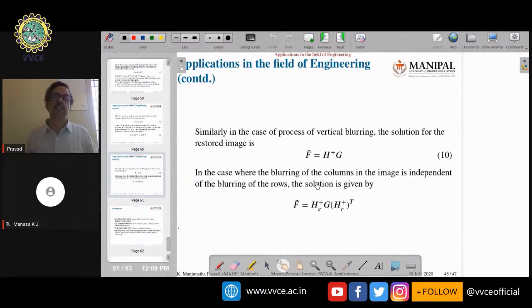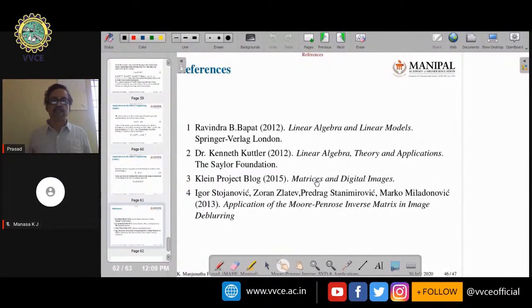Just to convince you that yes, here are the applications of Moore-Penrose inverse, singular value decomposition, and eigenvalues and eigenvectors. Of course, you can refer to these references. The first one is very useful to understand generalized inverses and minimum norm solution, least square solution, and so on. The second one is very good for finding applications of linear algebra, and you have these two books, okay, sorry, articles.